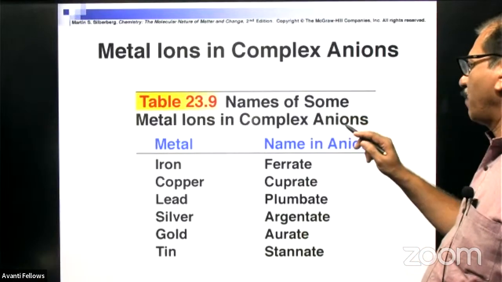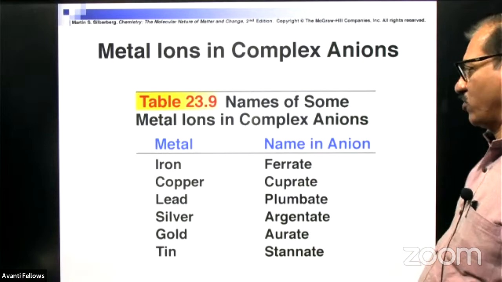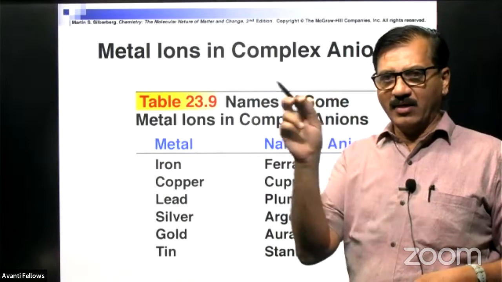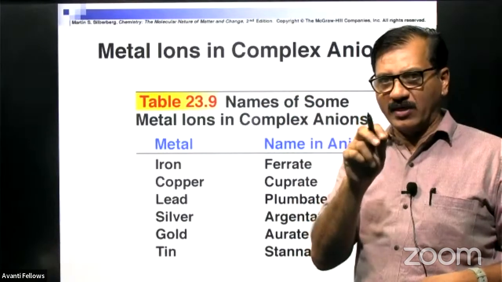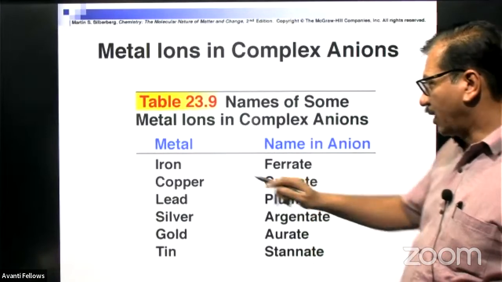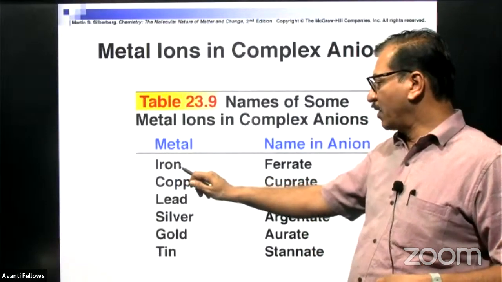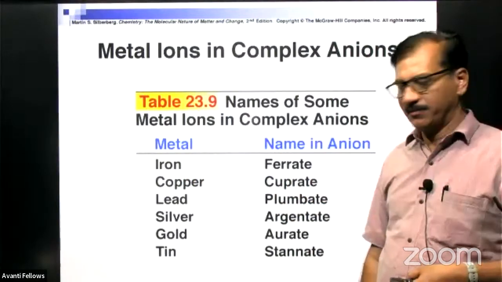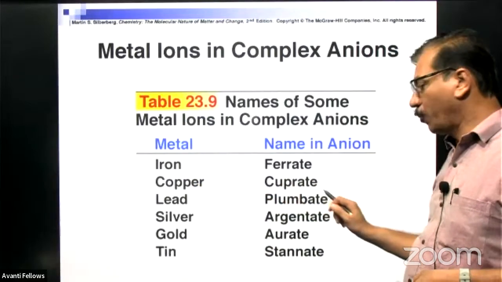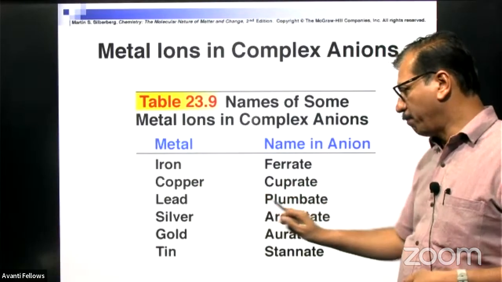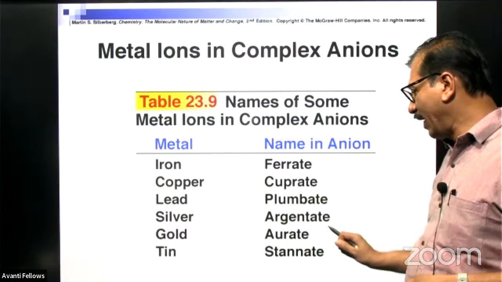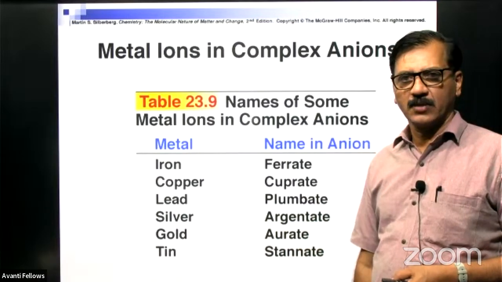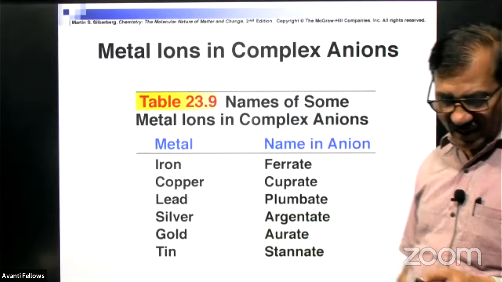Now, names of some metal ions in complex anions. If the complex in square brackets carries a negative charge, then the central metal atom should be named like this: if Fe is present, ferrate; copper, cuprate; lead, plumbate; silver, argentate; gold, aurate; tin, stannate. These are the names to be written.